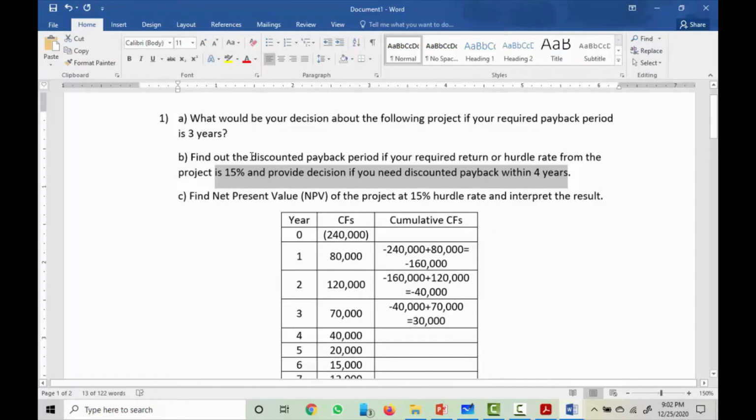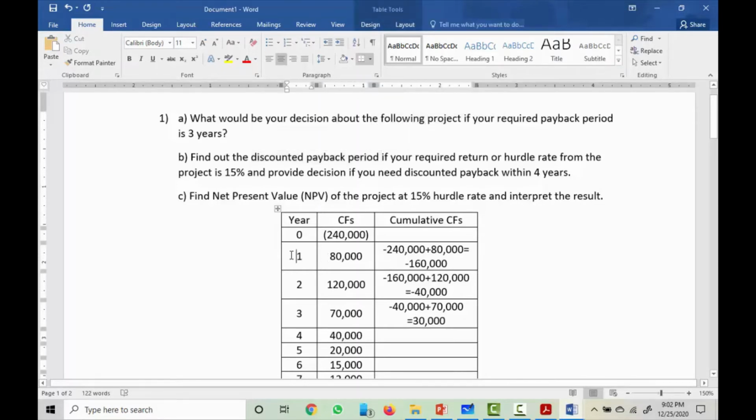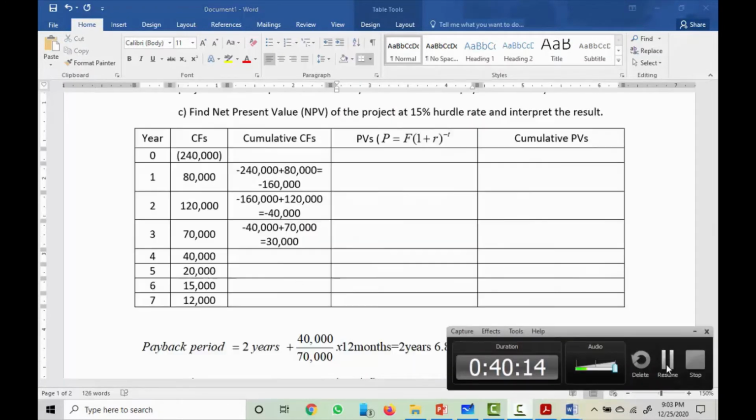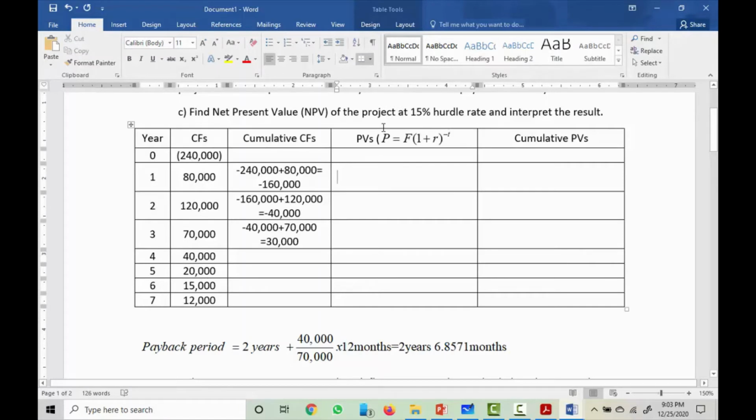Okay, so obviously to find out the discounted payback period, we need to calculate the present values of all these cash flows. So let's do it. These are the cash flows we have from the project, and we need to calculate the present values of all of them, right? These are all individual cash flows, and there is no similarity between them. All these cash flows are different.